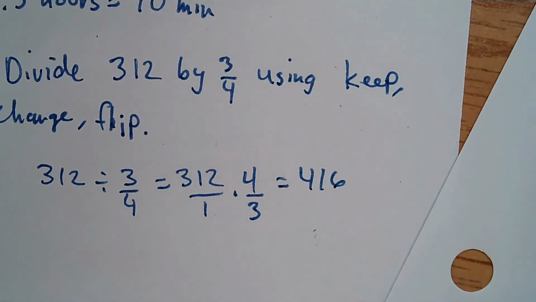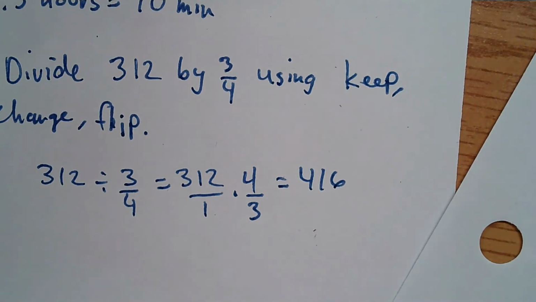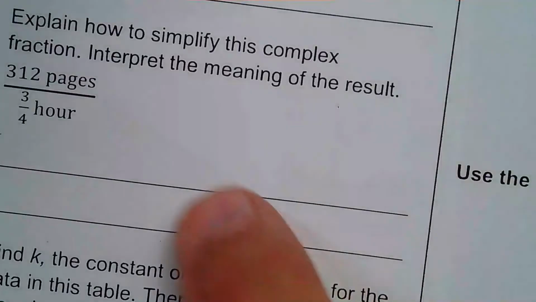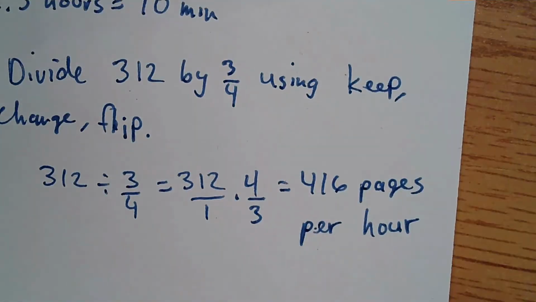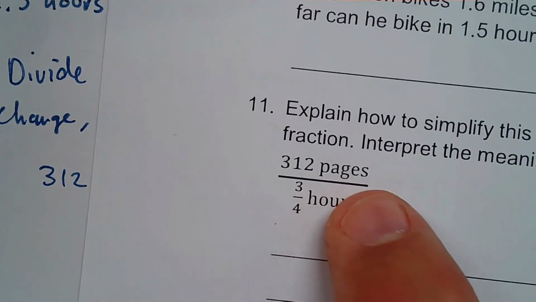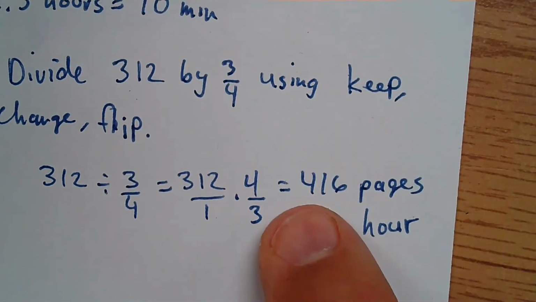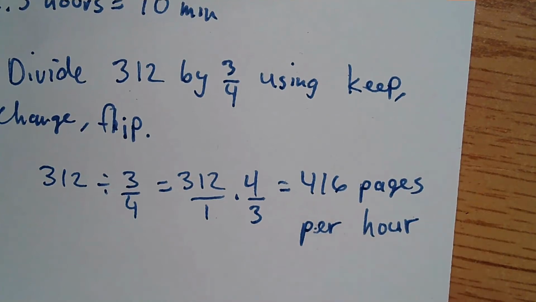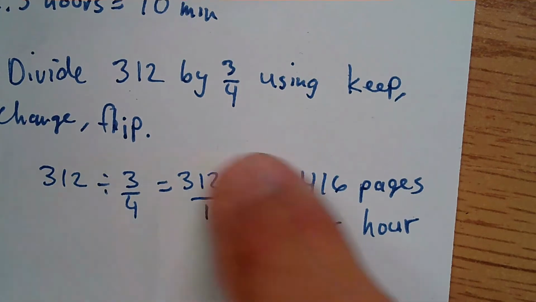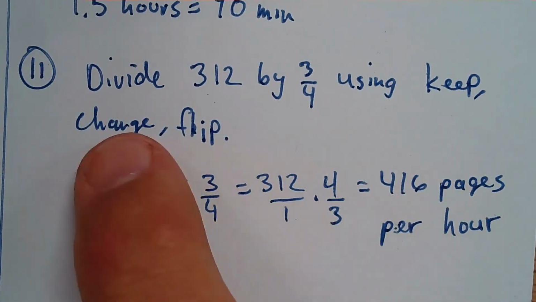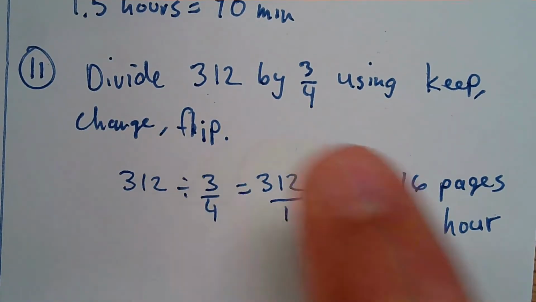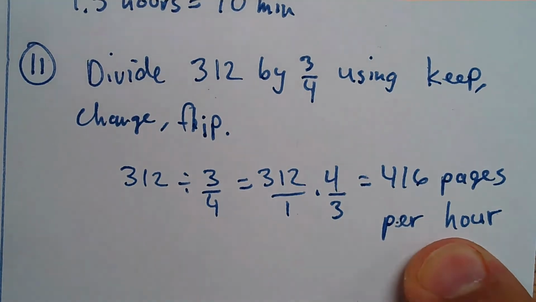And then what is this? It's pages per hour. That's it. That's interpret the meaning of the result. That means if you do 312 pages in 3/4 of an hour, you would do 416 pages per hour. I'm not going to box anything here because it says explain how to do it. I explained it, and then that's the meaning of the result.